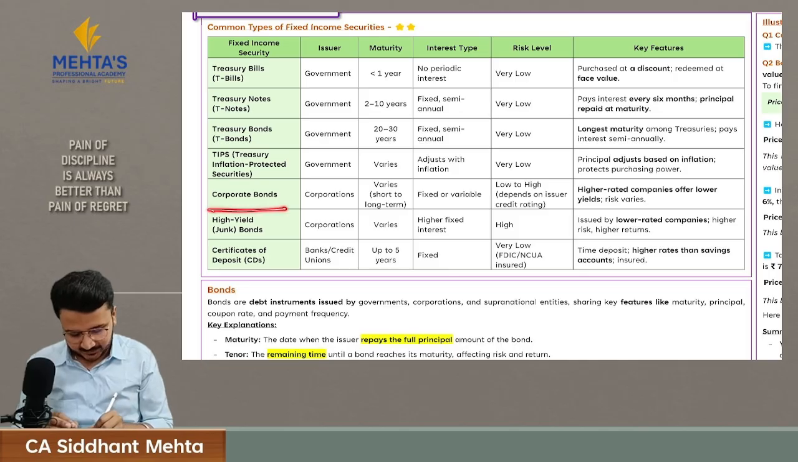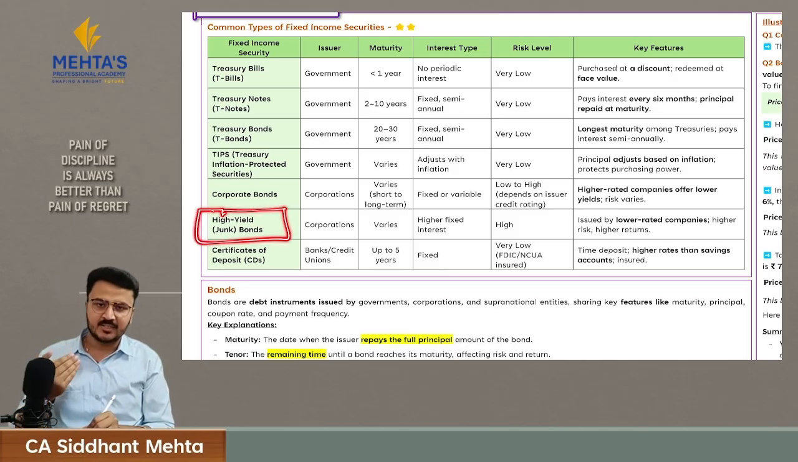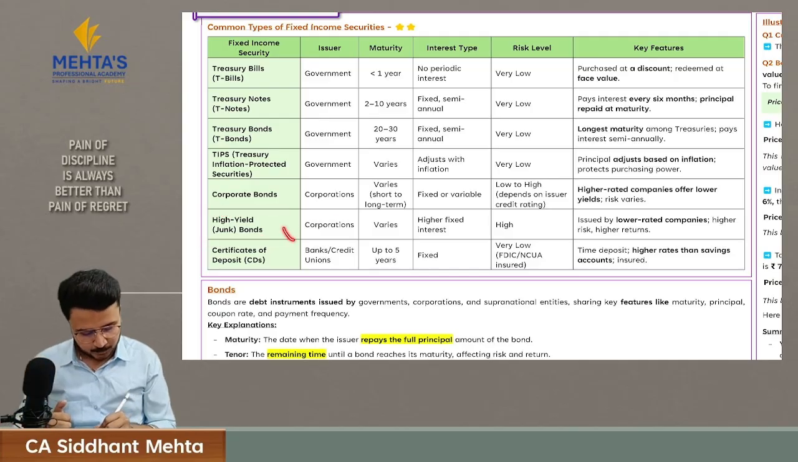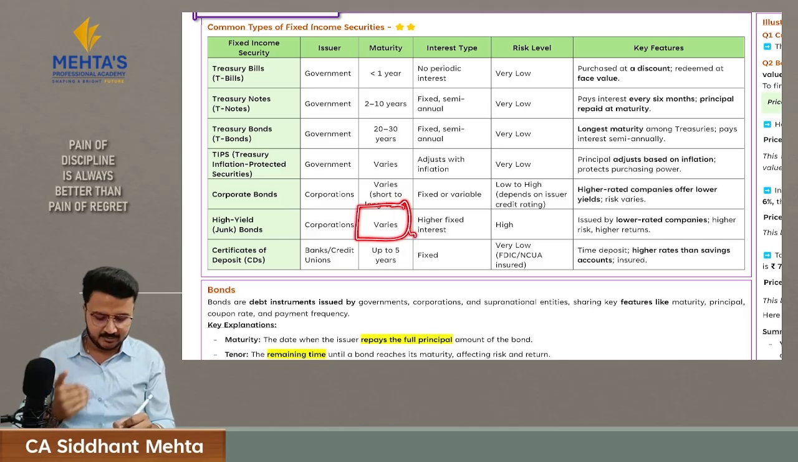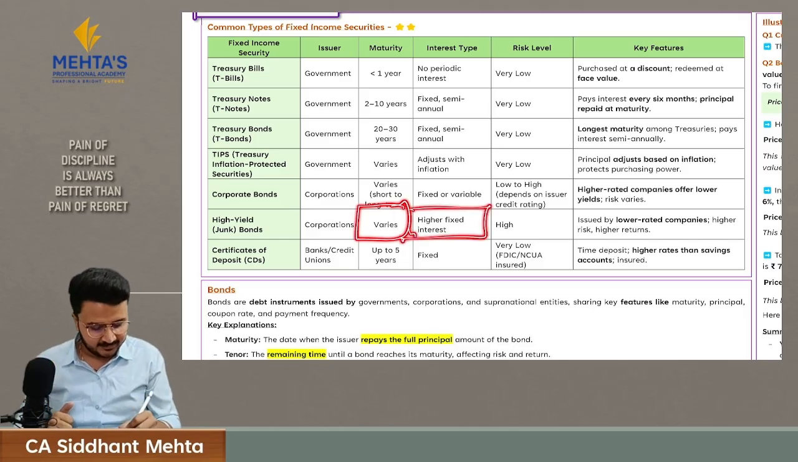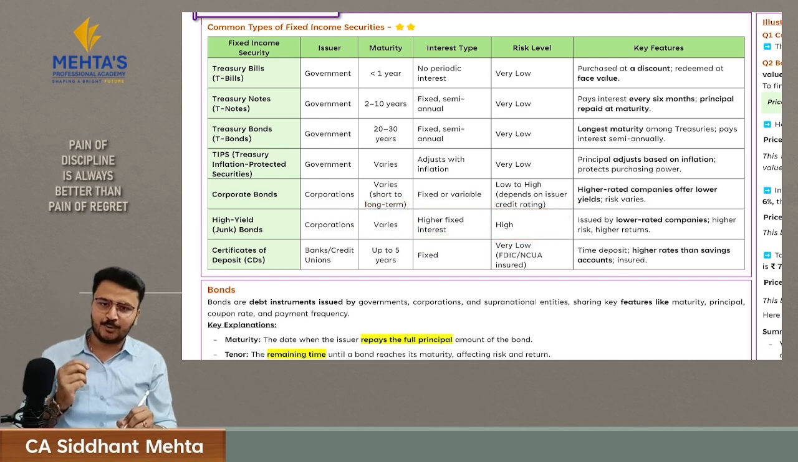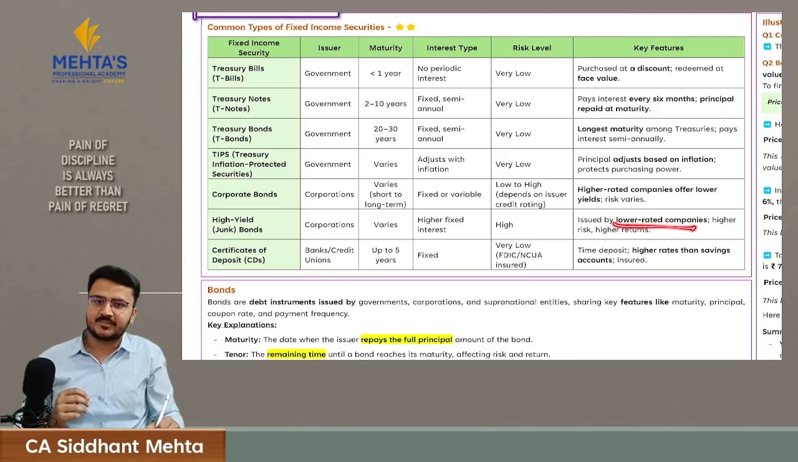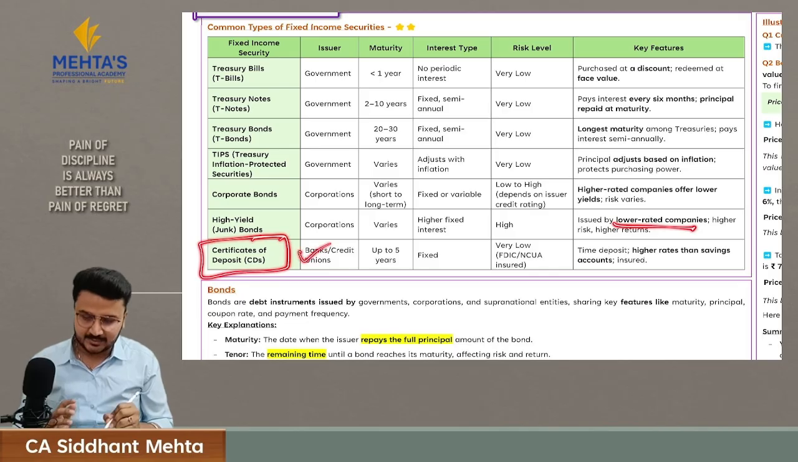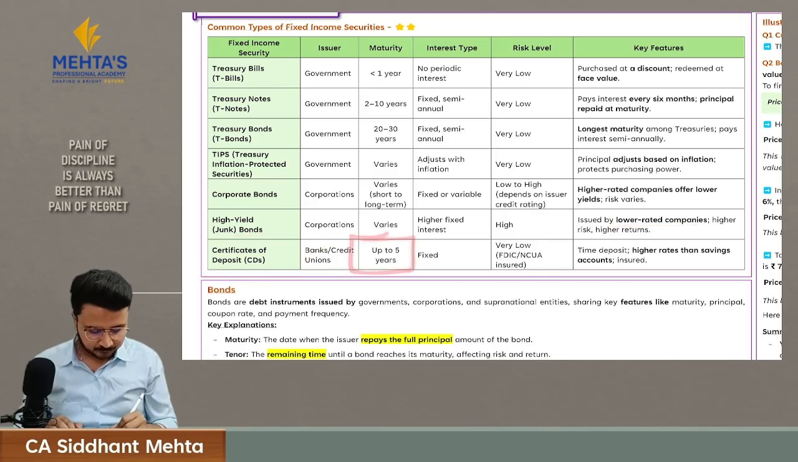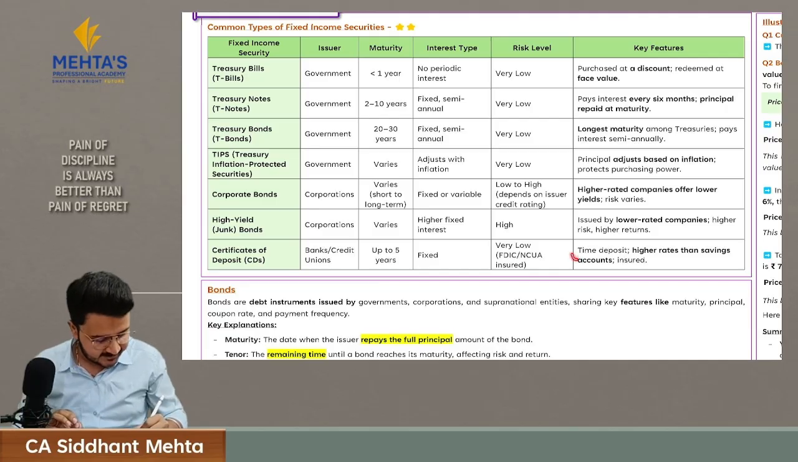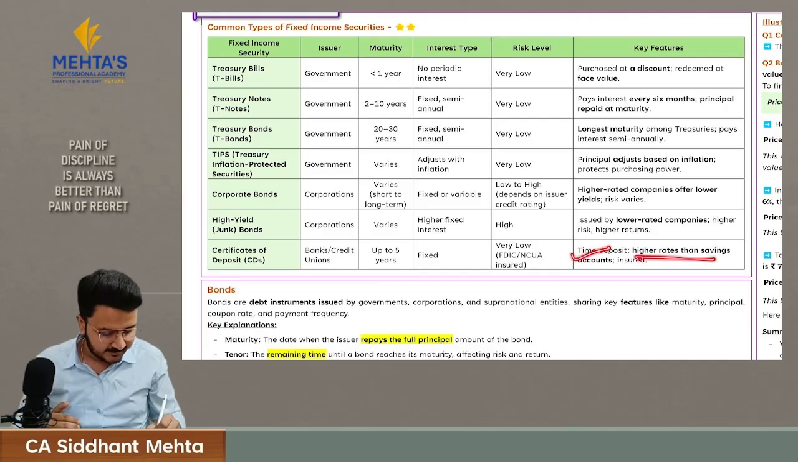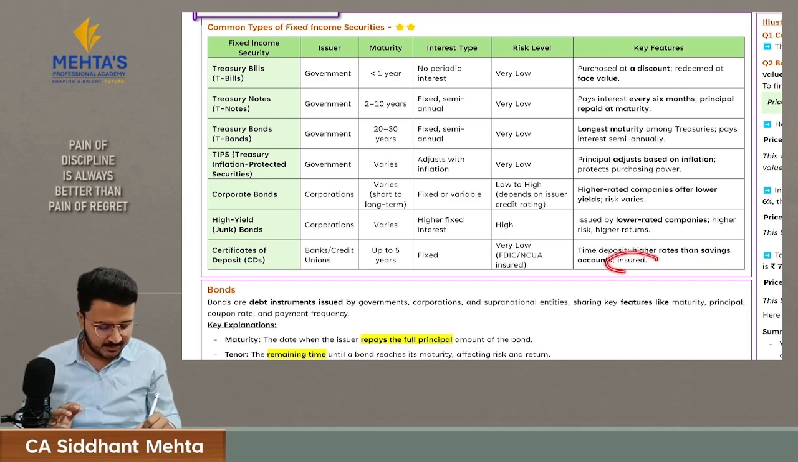Then the next bond is high yield bonds, that is high return bonds, which are also called junk bonds. These are issued by the corporates. Here the maturity will vary, and as the name suggests, high yield, high return, here your interest will be higher and the risk will also be high, because these are the bonds which are issued by low credit rated companies. So risk is high, so return is also high. Then there are certificates of deposits which are issued by the bank having maturity of 5 years. Here the interest will be fixed, it is a time deposit, and these rates are higher than your savings accounts and all your deposits will be insured. Here definitely the risk is very low.